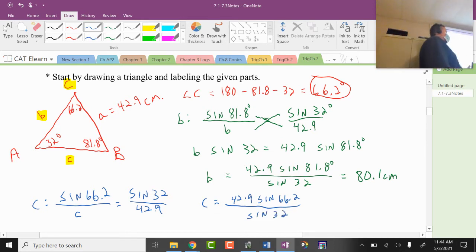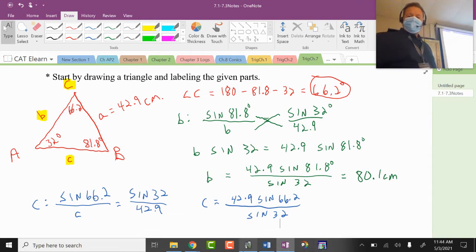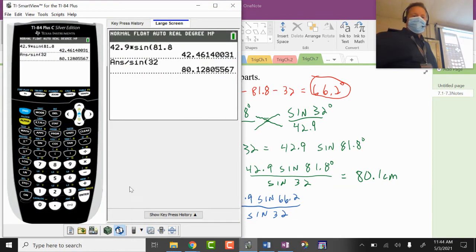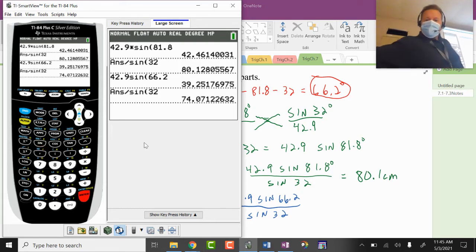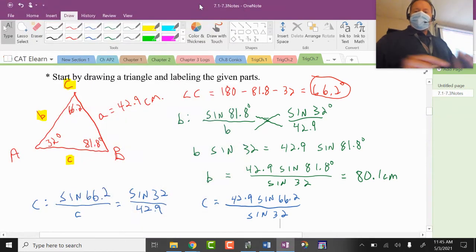Wish I could pause and do the calculations offline, but I don't have that option with this thing. So again, 42.9, slow. Can't tell me I'm going too fast. Sine 66.2. I did check that I was in degrees, not radians, divided by sine 32. You'll be much faster than I. All right, then 74.1 is the nice rounding for that.